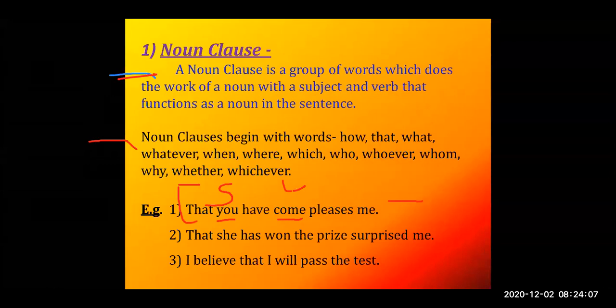"That you have come" is your noun clause, acting as a subject, "pleases". Okay, now see what we have seen. First we have to see the subject, the verb, and the noun clause. So "that you have come" is your noun clause, which is acting as a subject, "pleases". This is the first example.